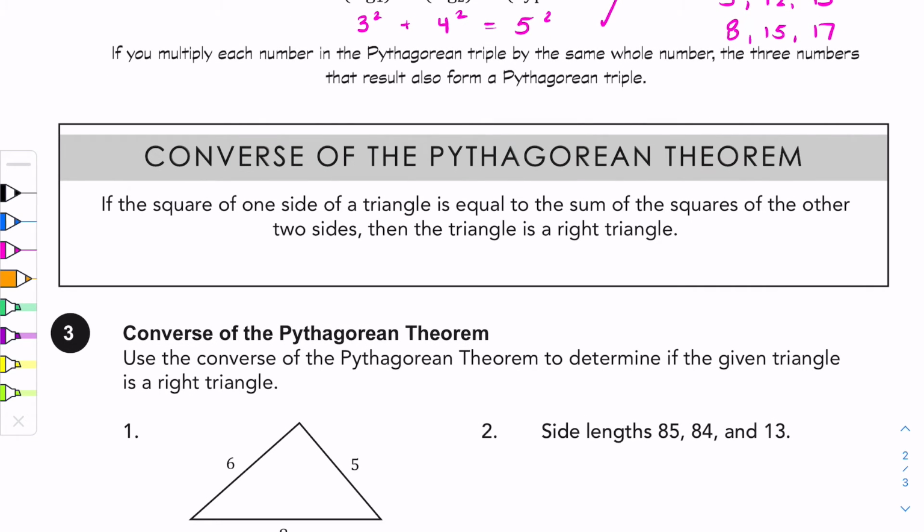So the converse of the Pythagorean theorem states that if the square of one side of a triangle is equal to the sum of the squares of the other sides of the triangle, then the triangle is a right triangle. So you're proving that your triangle is a right triangle. And I want everyone to make a note that the longest side would represent the hypotenuse. Now, it might not be a right triangle, so it might not be the hypotenuse, but if anything is true, it's that the longest side would represent the hypotenuse.